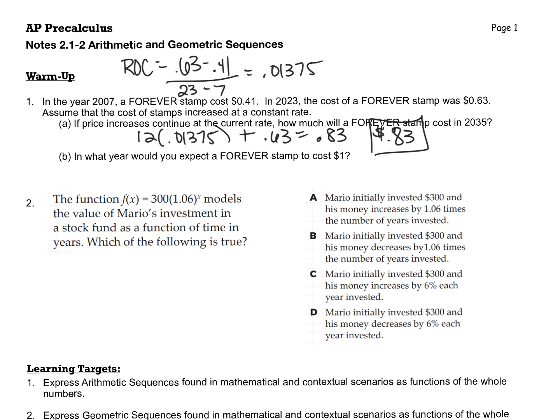Okay. Now, in what year would you expect a forever stamp to cost $1? How might we go about that? Yeah, you could find what it cost in 2000. Okay, so we could find what it cost in 2000. All right, and how would you go about that?